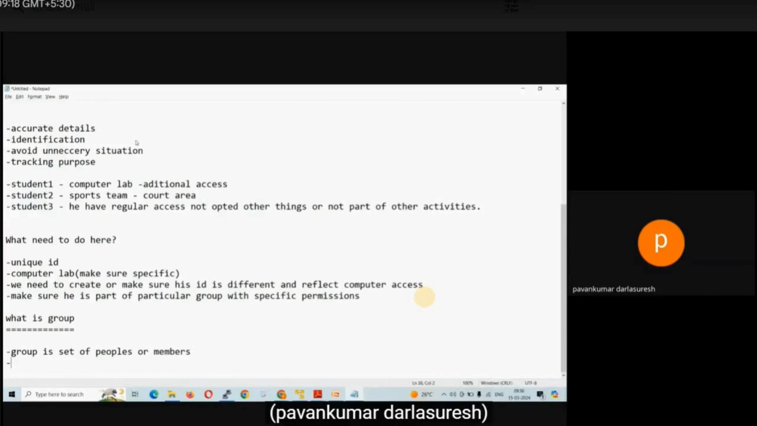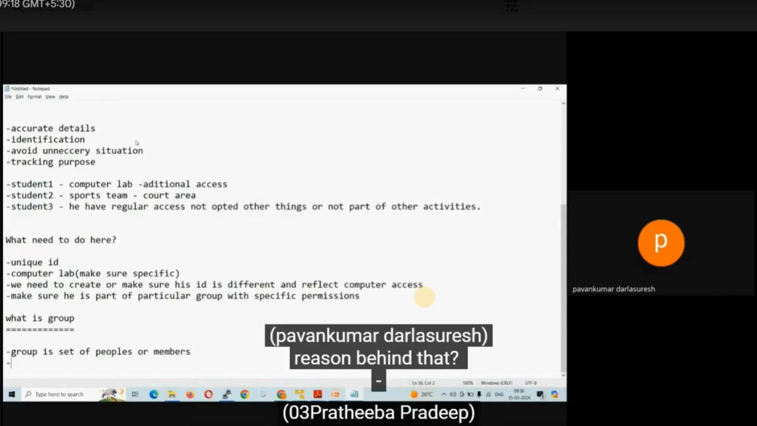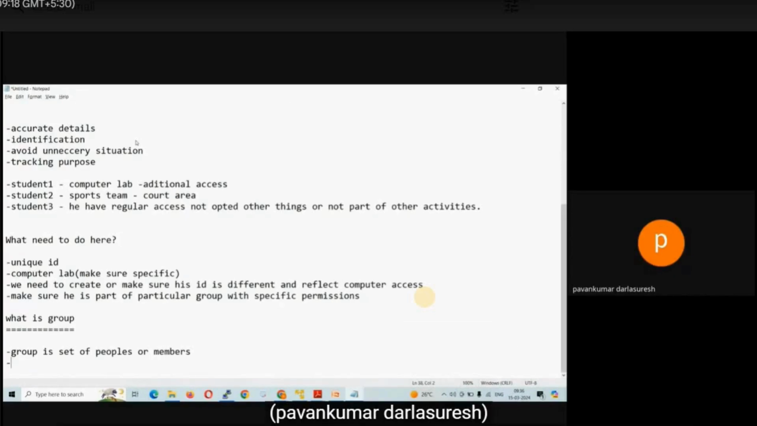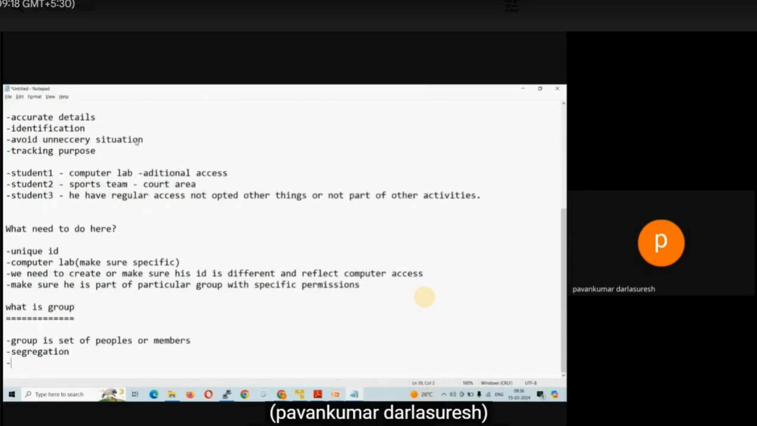Any idea? For example, you are a part of the computer group. So what is the reason behind that? To separate them from the common. Nothing but they want to make sure that they are a part of a category, or segregation. So they want to easily identify that. There is a person called Ramya. She is a part of the computer group. So by that they want to identify that Ramya is part of the computer group.